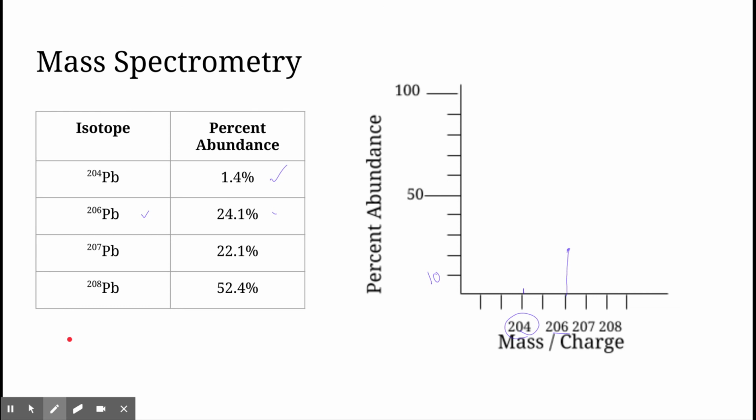Then 207 is going to be 22.1. So that's going to be just under this. So let's try about there. And then 208, 52.4, which is the main naturally occurring isotope of this one. So maybe somewhere in there.